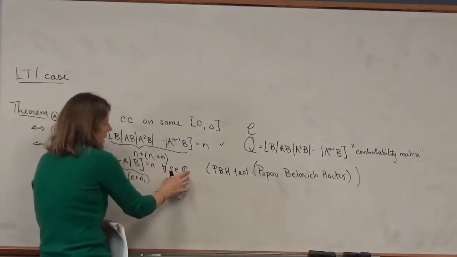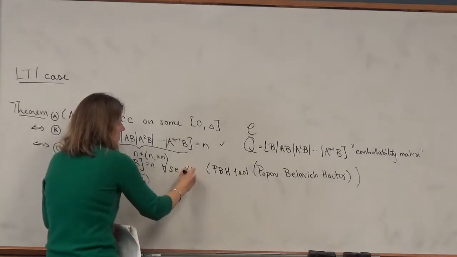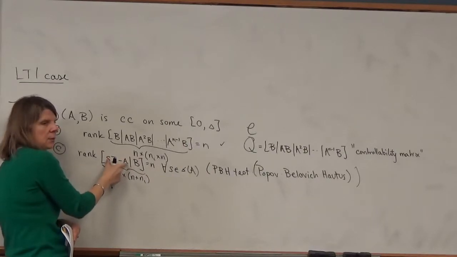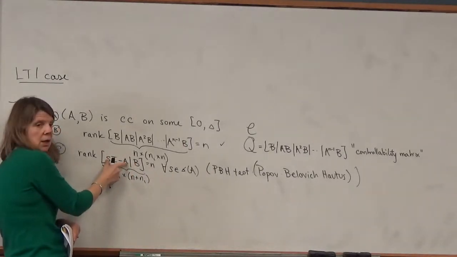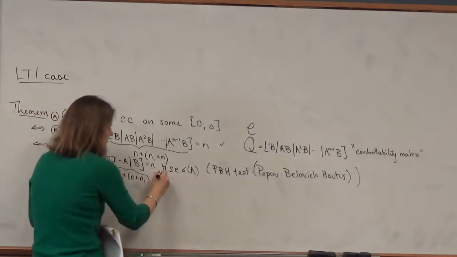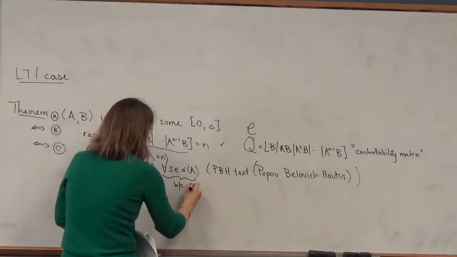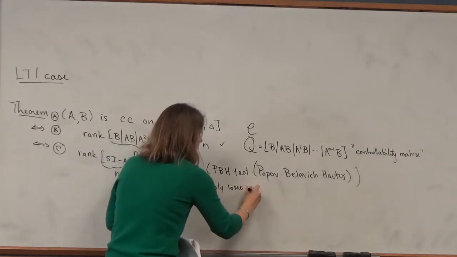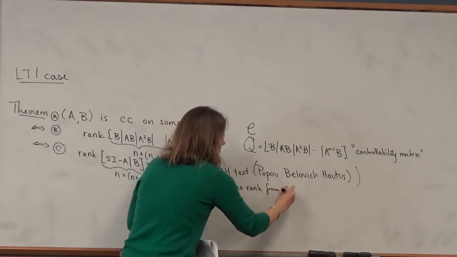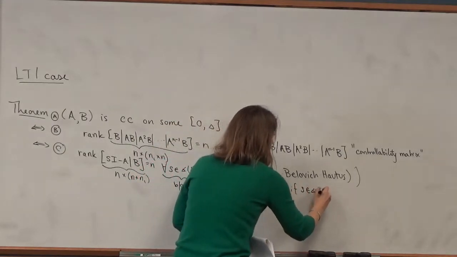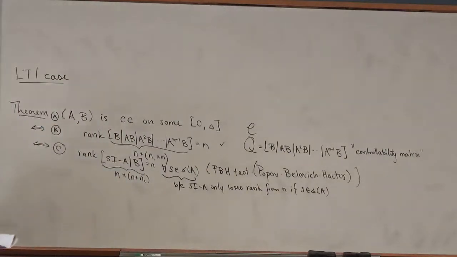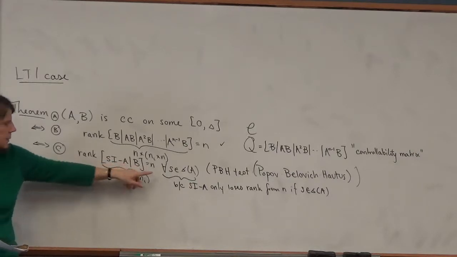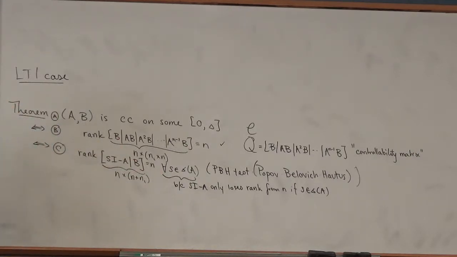So we can immediately change this to for all S in the spectrum of A, because otherwise this always has rank n just from SI minus A, without even putting B there, if S is not an eigenvalue of A. We do that because SI minus A only loses rank from n if S is an eigenvalue of A. So you basically have to check that this has rank n, that B makes up for that loss in rank when S is an eigenvalue of A.